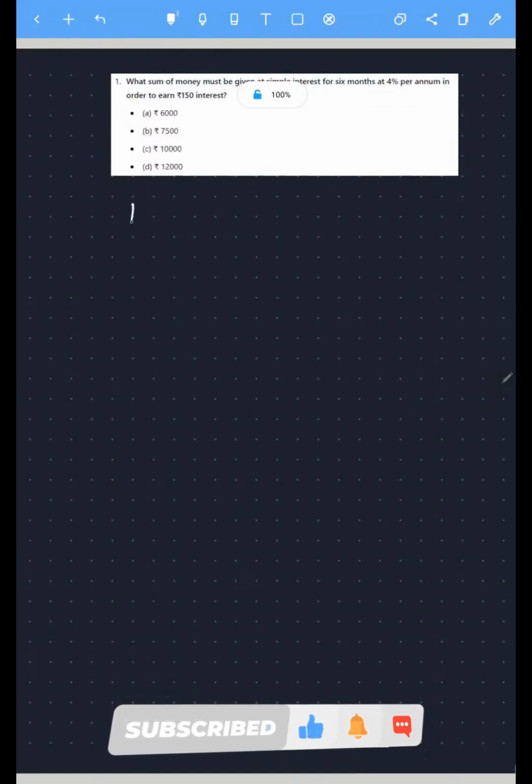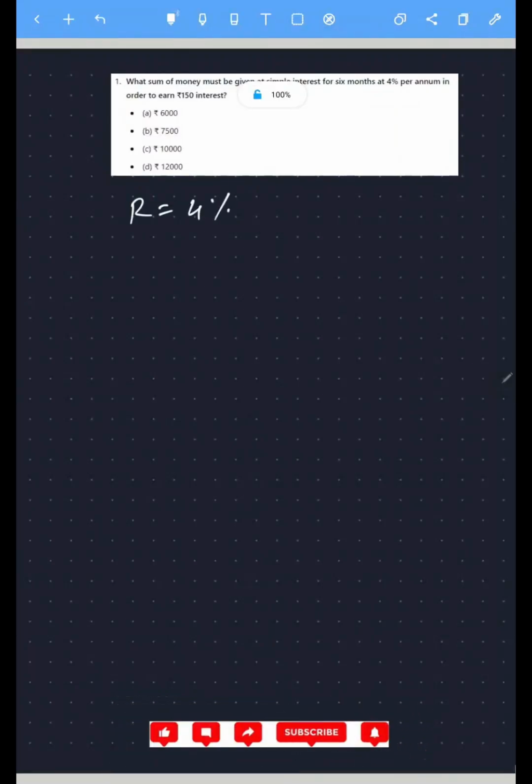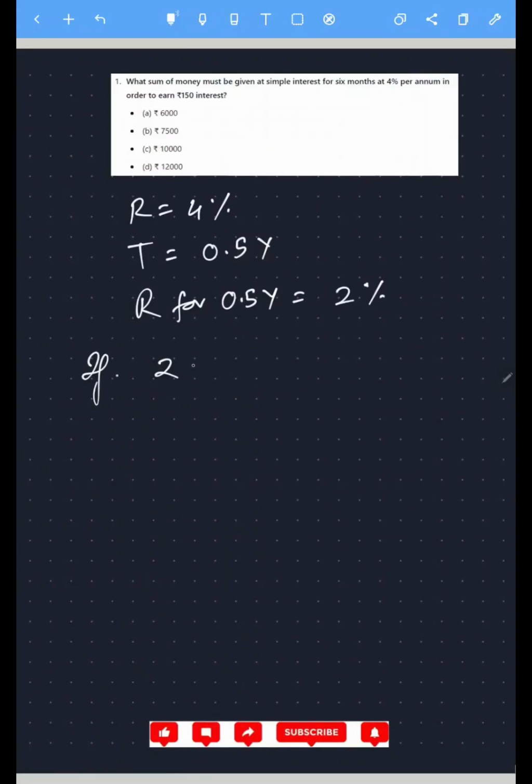Since we know that the rate is equal to 4% and the time is 0.5 years, we can conclude that the rate for 0.5 years is 2%, that is half of this 4%. So if 2%, which is the interest, is 150 rupees or whatever, then 100% is how much? Is x.